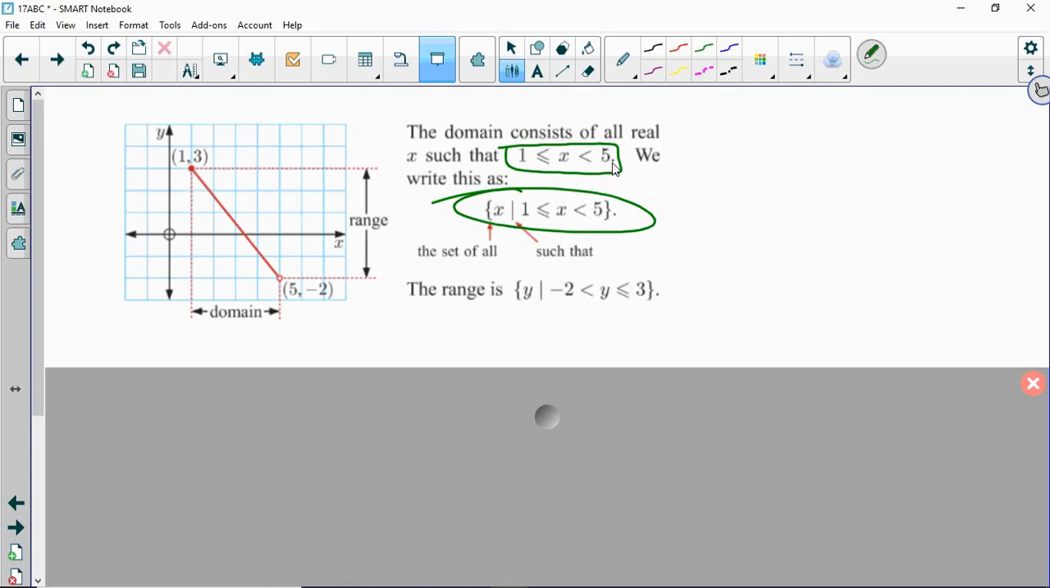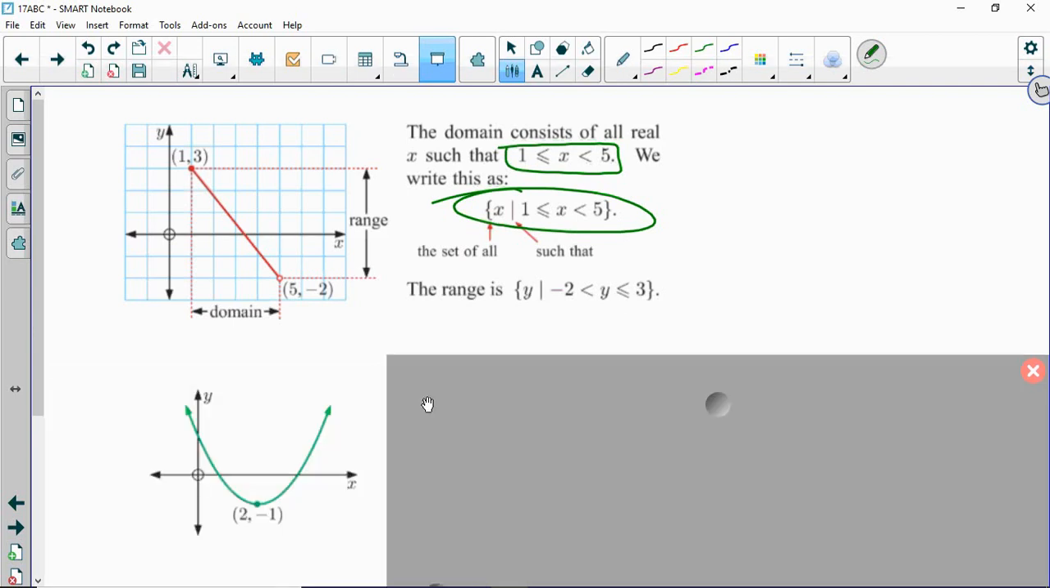Similarly for the range, the highest y value is here, that's 3. The lowest y value is down here, that's -2. But again, -2 is not included. So we write -2 less than y less than or equal to 3. No need to use the braces, no need to write the y such that, just give me the inequality. For our second example, this is called a parabola. You may have studied these before. If not, we'll be seeing them very, very soon.